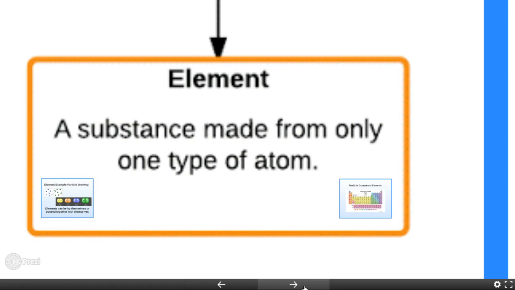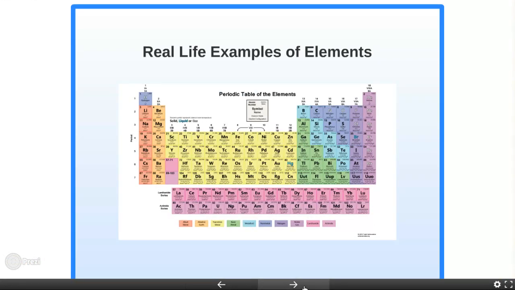If you are given an example and you're trying to figure out if it's an element, if it is on the periodic table, if it's listed on here, it's an element. If it's not listed on here, it is not an element. And that means, therefore, it is either going to be a compound or one of the mixtures. So easy one to spot.